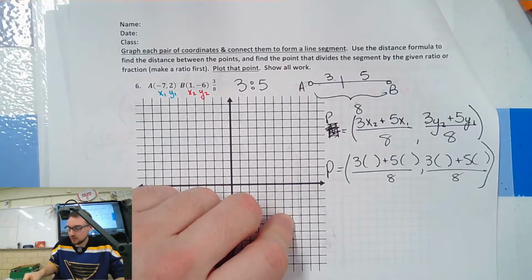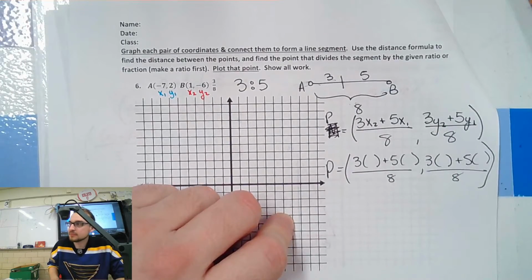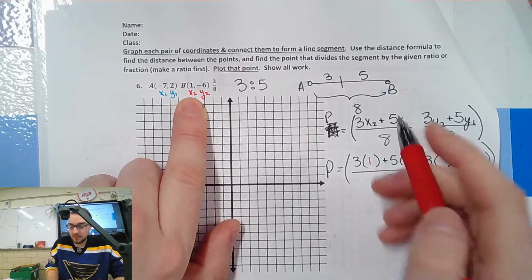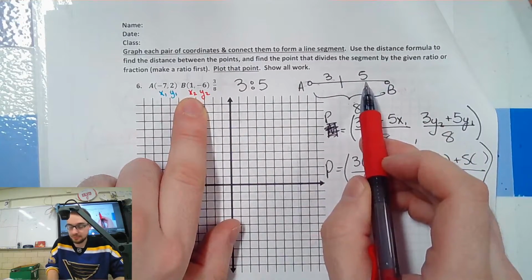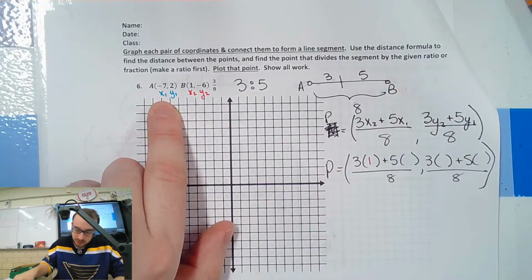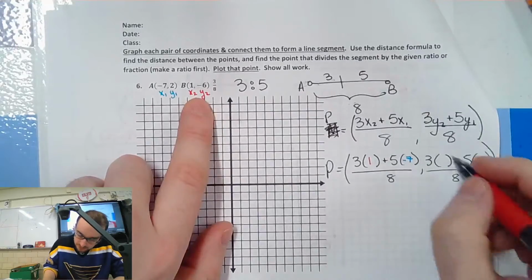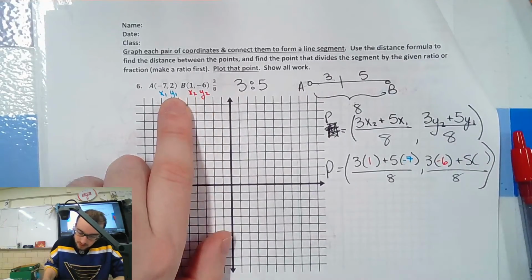What comes first, x2 or x1? x2. Don't goof that up. You're going to find the point that's 3/8 of the way from B, right? x1 comes next. Then we have y2. And then y1.